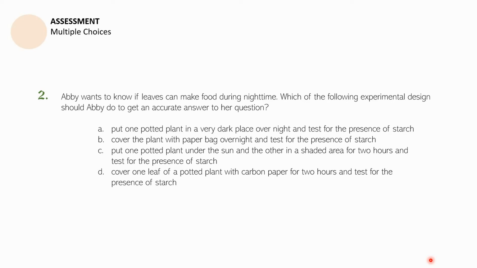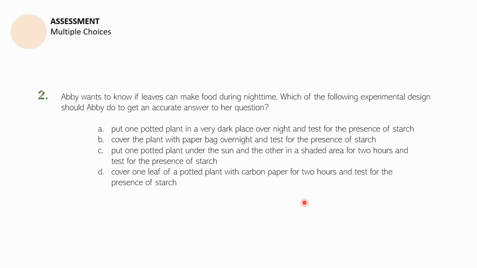Abby wants to know if leaves can make food during nighttime. Which of the following experimental design should Abby do to get an accurate answer to her question? A, put one potted plant in a very dark place overnight and test for the presence of starch. B, cover the plant with paper bag overnight and test for the presence of starch. C, put one potted plant under the sun and the other in a shaded area for 2 hours and test for the presence of starch. D, cover one leaf of a potted plant with carbon paper for 2 hours and test for the presence of starch. If you need more time, you may pause this video.